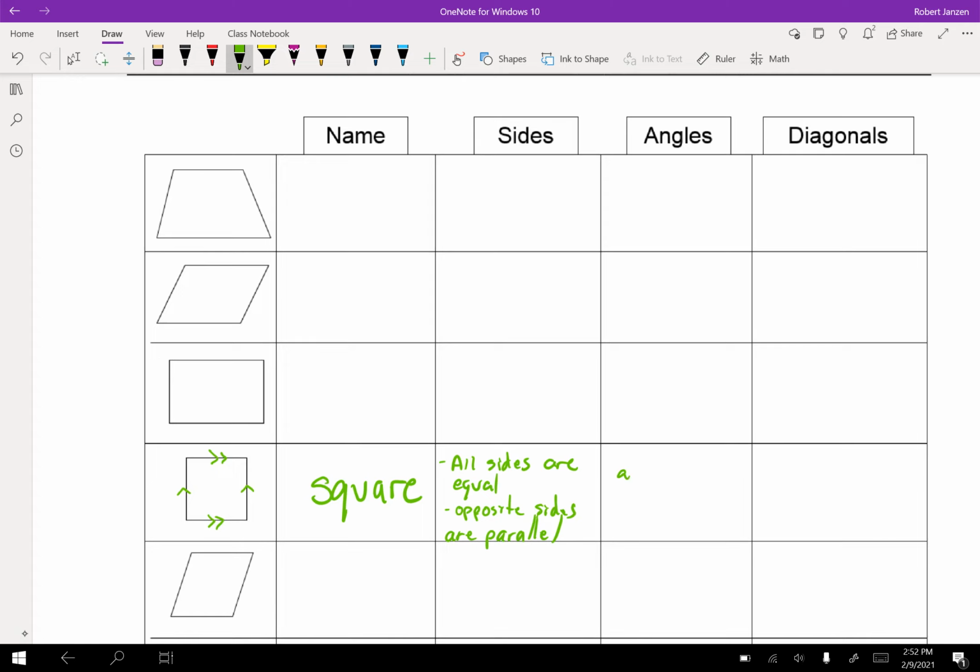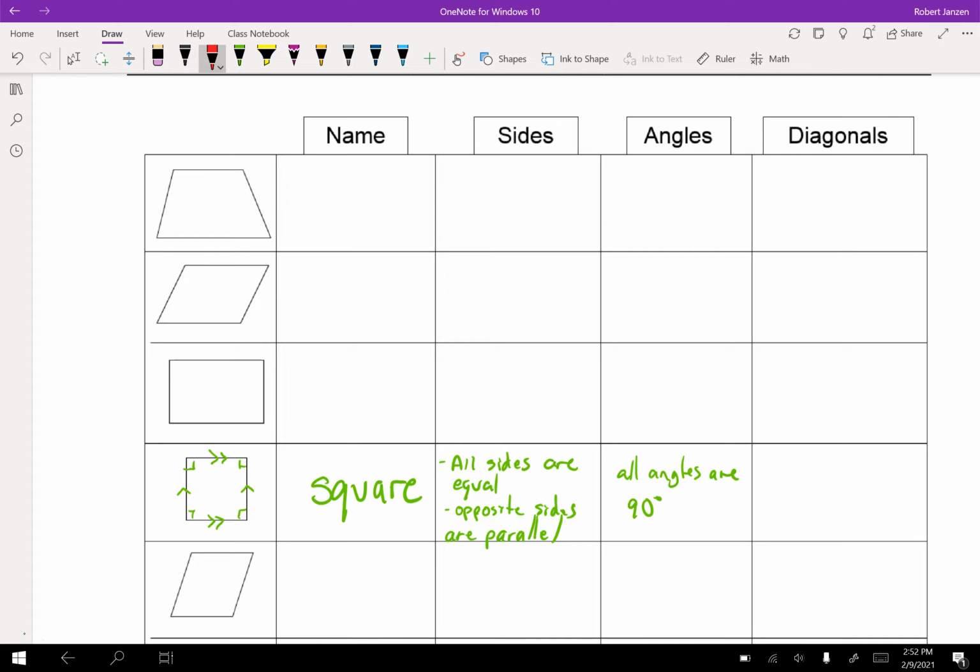In a square, all angles are 90 degrees. Okay? So I could put those little boxes to show that these are 90-degree angles. And then it says the diagonals are equal.